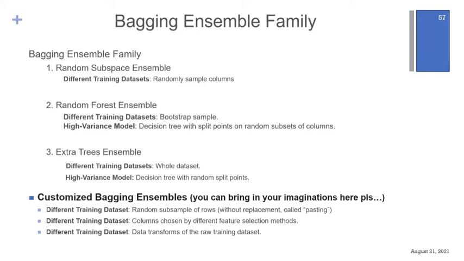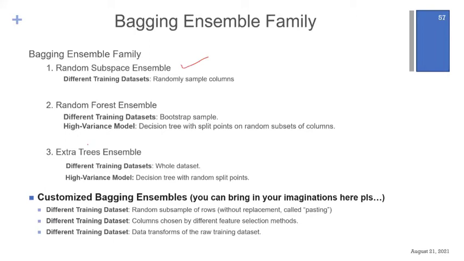Now we have three major bagging ensemble families that I identify in the literature. And then there is a new one, which we call the customizable bagging ensembles. You can do it the way you like. We come back to that. Now let's look at the first one. The first one is the random subspace ensemble. You can use random subspace ensembling techniques.